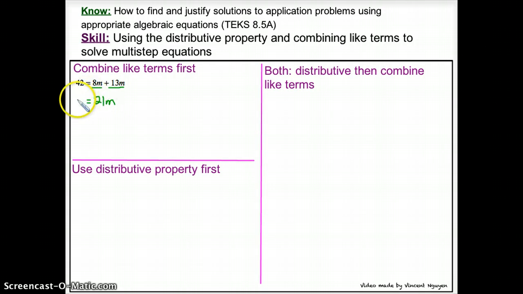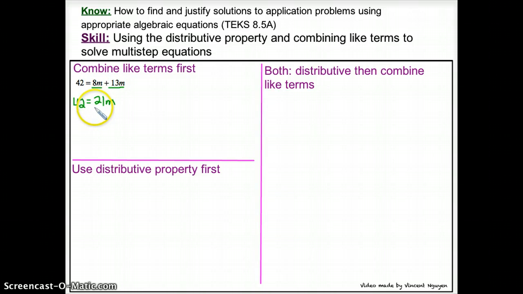Now, on the left hand side you have 42. Okay, so pretty much they want to split up the 21m. They could have given us the equation 42 equals 21m, but no, they gave us the equation 42 equals 8m plus 13m. Okay, so it's kind of like walking around and saying, well, I'm 8 plus 13 years old, when you could have said I'm 21 years old. So, you know, we need to combine like terms, okay?